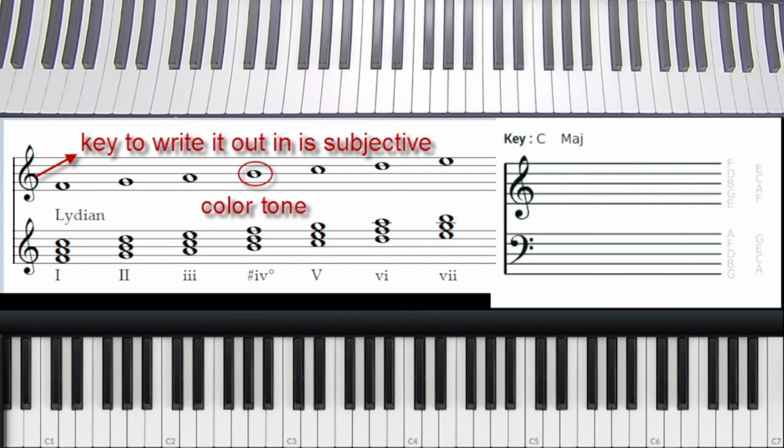So Lydian, the sharp 4, we got a major 1, a major 2, a minor 3, a diminished 4, a major 5, a minor 6, and a minor 7. Okay.